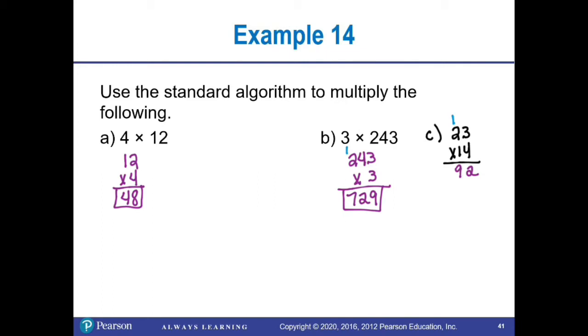Then I move to the 1. Now that 1 really represents 10. So I add that extra 0 there because I'm multiplying everything by 10. 1 times 3 is 3. So that would be that 30 there. Then 2 times 1 is 2. Add your ones place, you get 2. 9 plus 3 is 12 tens. Regroup. 10 tens make 100. And then 1 plus 2 is 3 for 322.